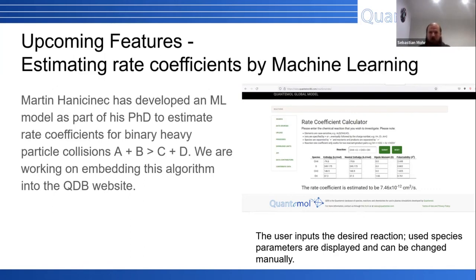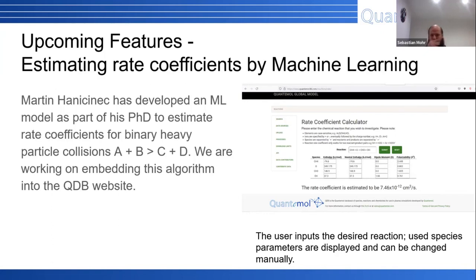Or again, you do such a calibration and you vary the rate coefficient until your simulation fits experimental data. And to help with this process a bit, one of our former PhD students, Martina Micinek, has developed a machine learning model to estimate these rate coefficients for heavy particle collisions of the form A plus B go to C plus D. And we are currently working on embedding this algorithm into the QDB website, and also maybe tuning the algorithm itself a bit more.